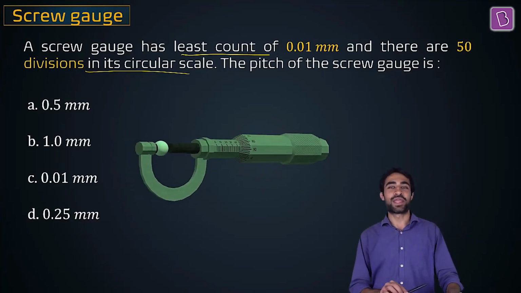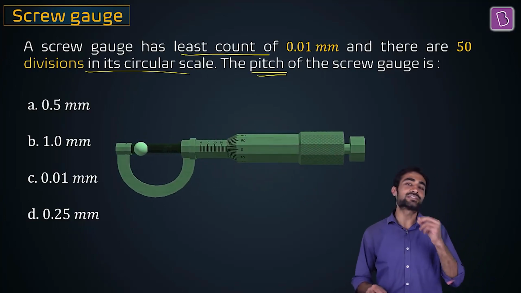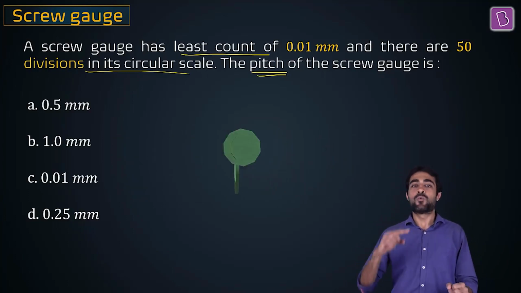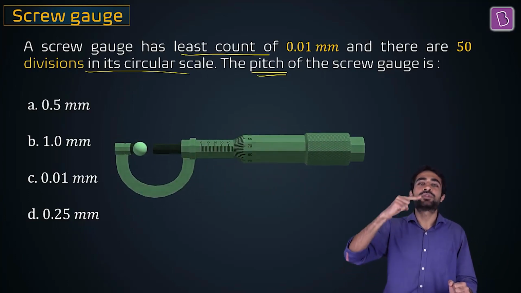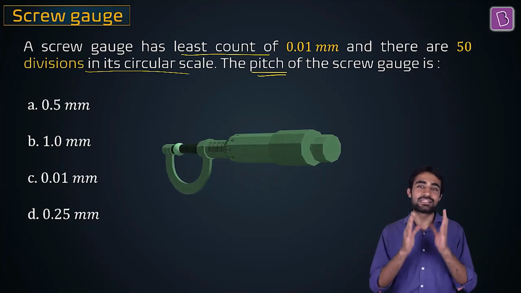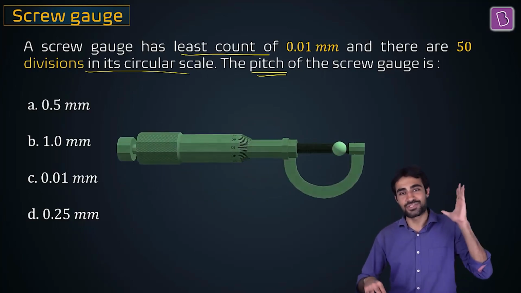This is the question. Now what do we really mean by pitch? Pitch is nothing but distance moved by the spindle horizontally when we have one complete rotation on the circular scale. Or you can say distance moved by the spindle per revolution. This is the definition of pitch.